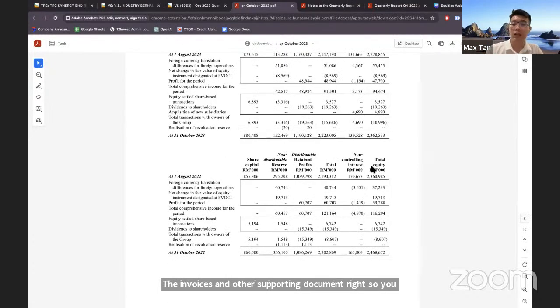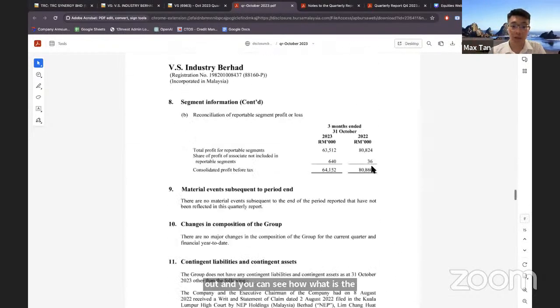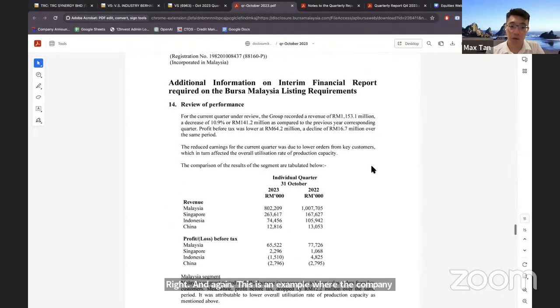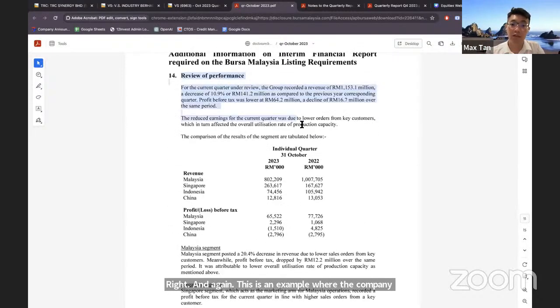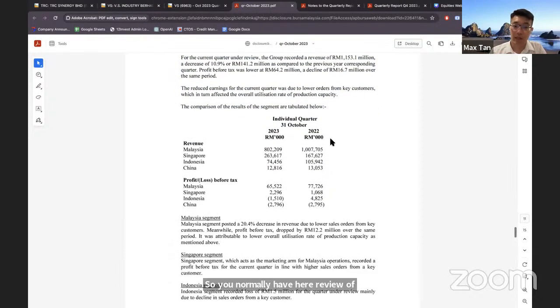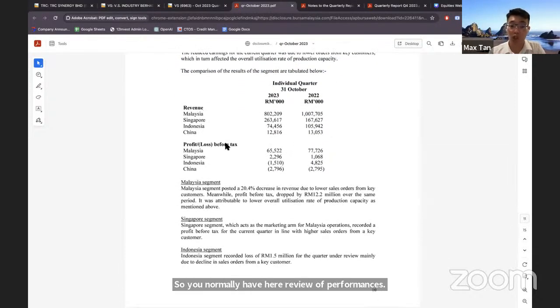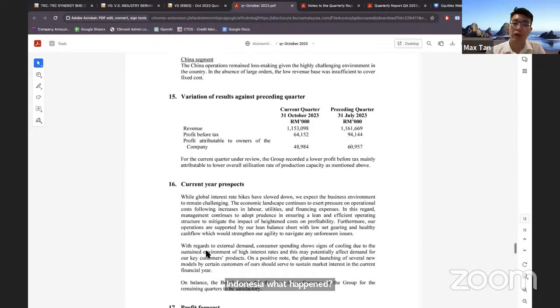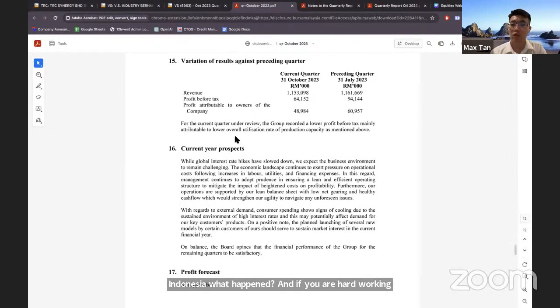So how do you differentiate? In the annual report, you can actually check it out, and you can see the breakdown of the loan or borrowing of the company, right? And again, this is an example where the company combines the numbers and also the notes for the quarter report together. So you will normally have here a review of performance. They'll break it down to you what happens to each different segment. Malaysia, what happened? Singapore, what happened? Indonesia, what happened?